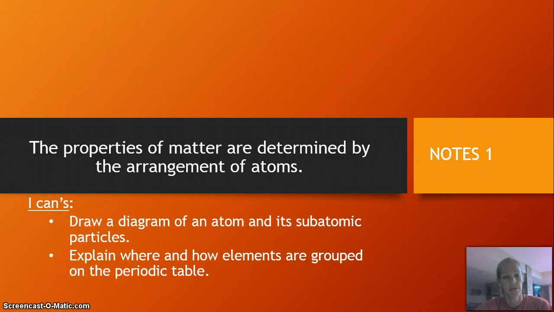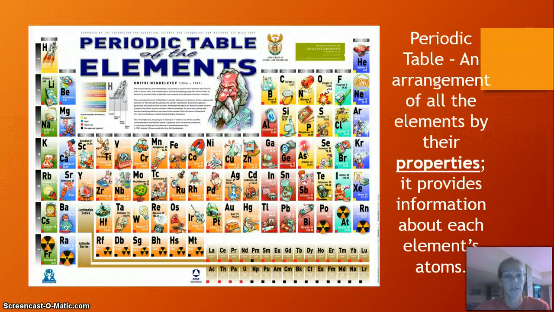Remember that the main standard that we're trying to work to understand is the properties of matter are determined by the arrangement of atoms. So to start off, we're mainly focusing on the I can statement of drawing a diagram of an atom and its subatomic particles. We also are going to be working on the I can statement of explaining where and how elements are grouped on the periodic table. Your first quiz, which will be sometime towards the end of next week, will cover both of these I can statements.